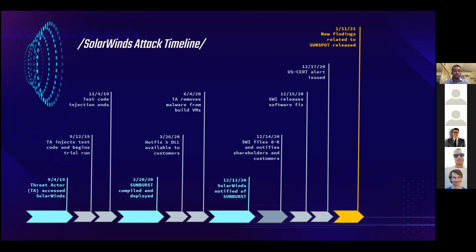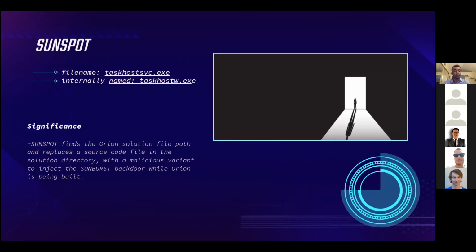Yeah, and we can see on January 11th of this year, new findings were related to Sunspot, and let's go more in depth on how this hack went undetected for such a good portion of this timeline, because Sunspot is an integral part of that. So Sunspot, the root of all this.